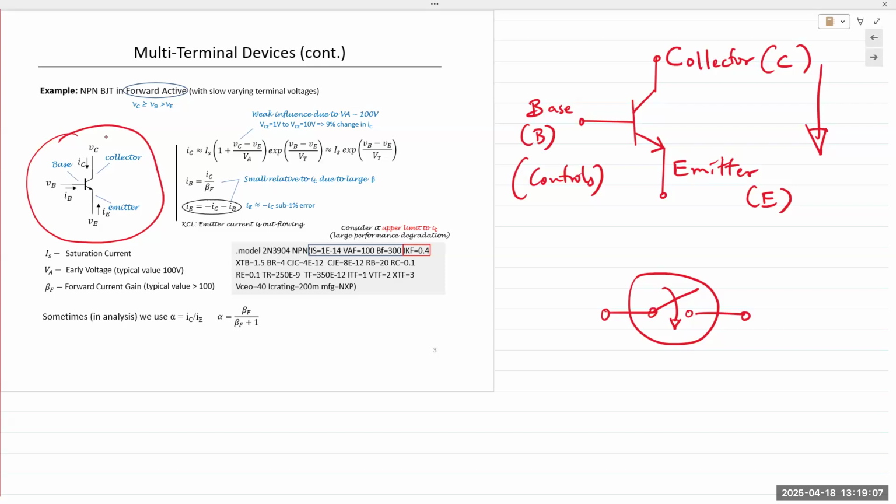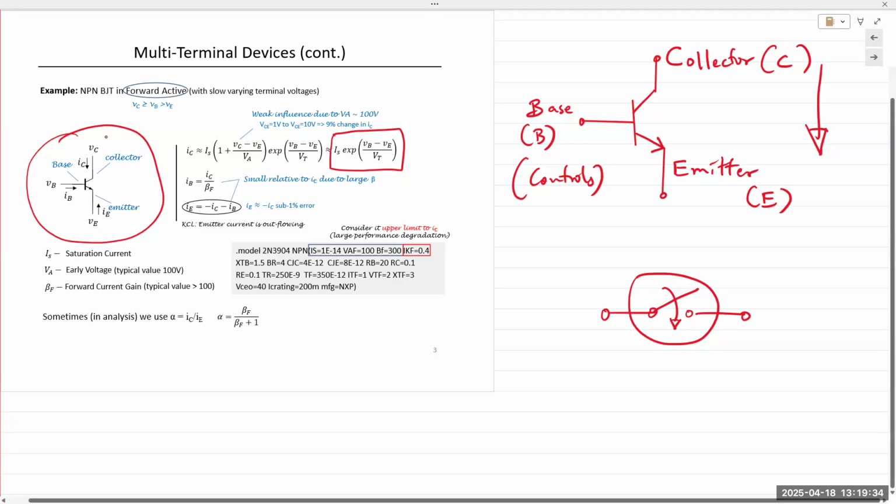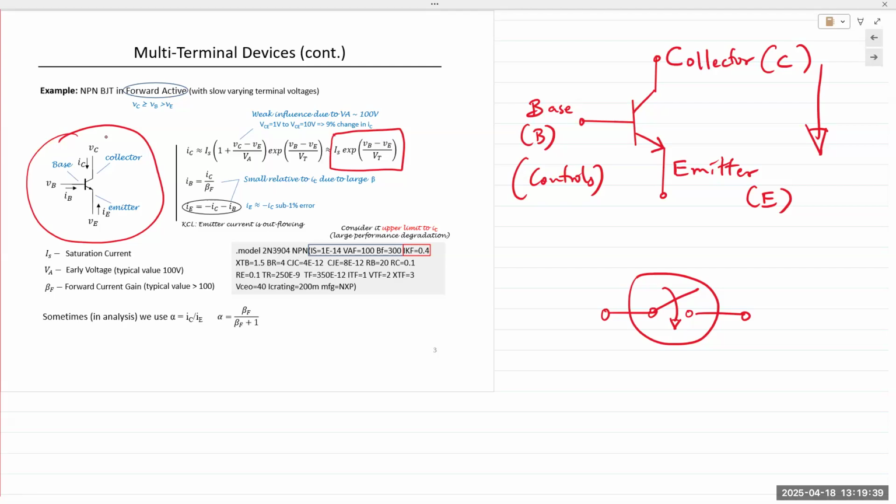All other parameters that we learned for PN junctions still apply. Saturation current, the current for the collector and the emitter, they are all based on the Shockley equation. As you can see right here, similar to the diode equation, I_D, the diode current, is equal to the saturation current times e raised to V_D over V_T, where V_D is the diode voltage, meaning the voltage across both terminals of that junction. So it follows a similar structure.